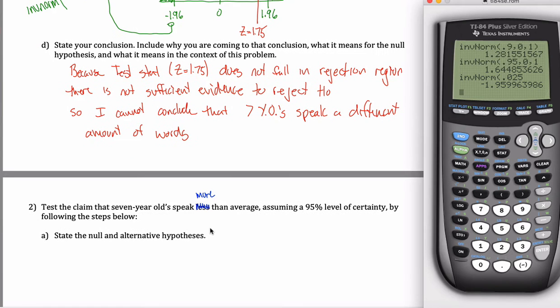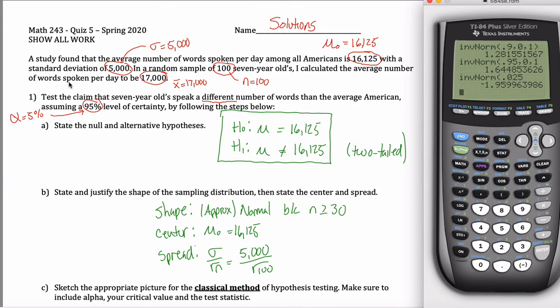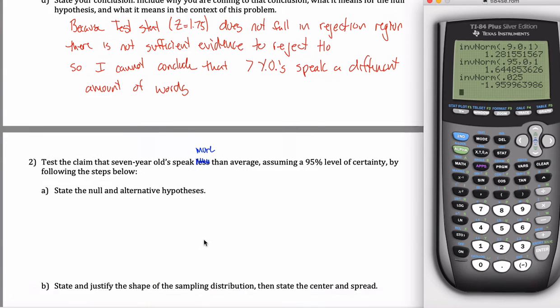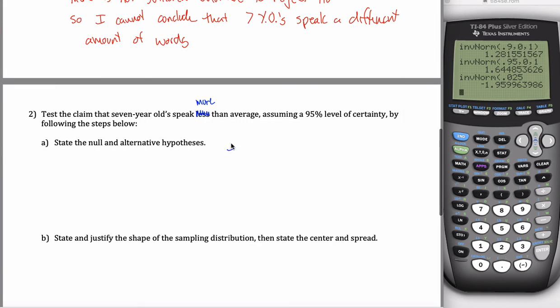All right, then question 2 here is pretty similar to question 1. We use all the same data, so this paragraph is still applicable. The only thing that changes is instead of testing the claim that 7-year-olds speak a different number of words, we're going to test the claim that 7-year-olds speak more words than average, assuming a 95% level of certainty, following these steps. So what changes here is my alternative hypothesis.